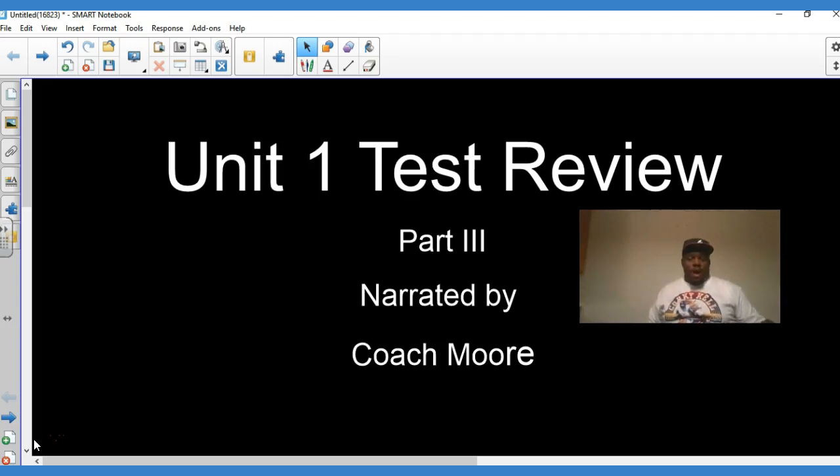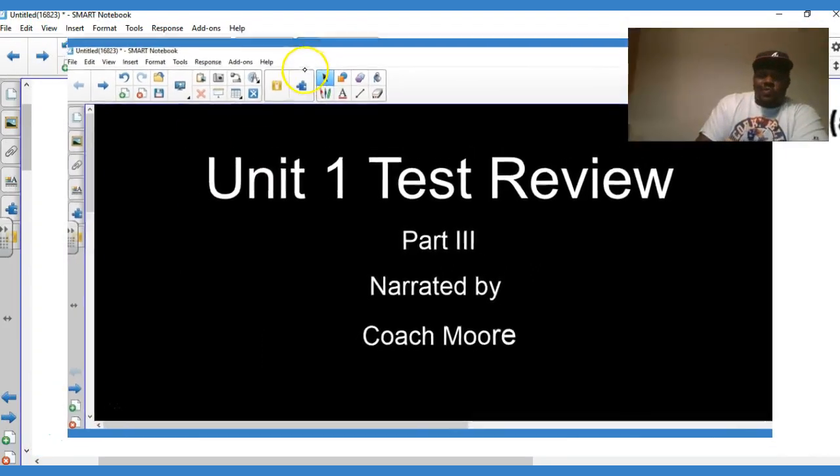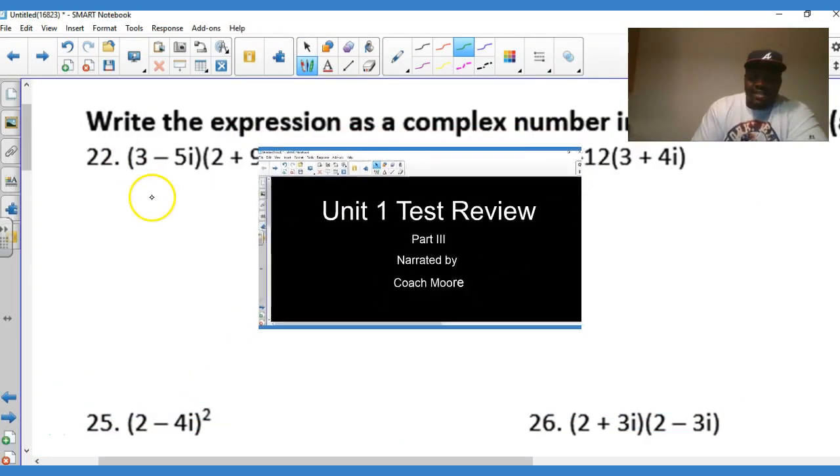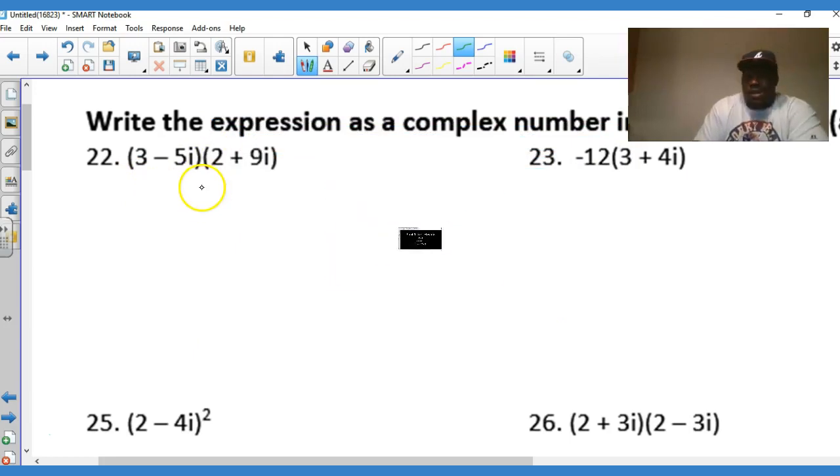We're going to pick up this one at number 22. Here we're multiplying the complex numbers because these are two binomials being multiplied. So let's FOIL: first, outside, inside, last.